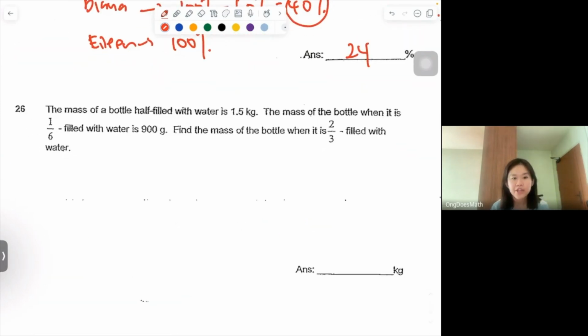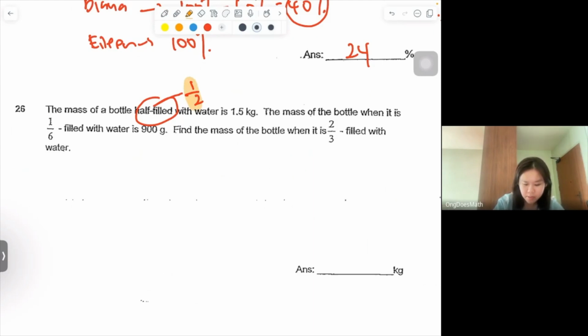Next, the mass of a bottle half filled with water is 1.5 kg. Half filled means half. The mass of the bottle when it is 1/6 filled with water is 900 grams. Find the mass of the bottle when it is 2/3 filled with water. We have 3 fractions right here, but they all have different denominators. We want to make them the same denominator so that it's easier for us. So what's the lowest common multiple? It's actually 6.